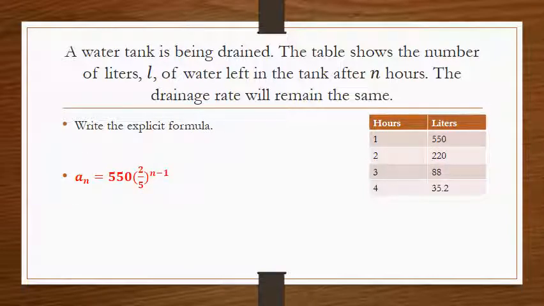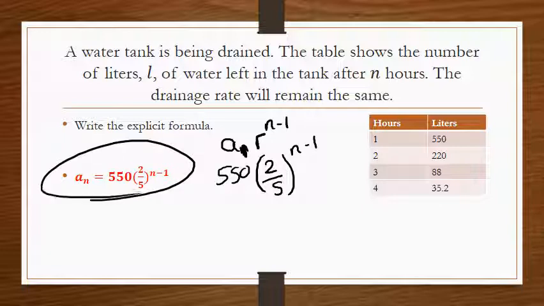So next you're going to write the explicit formula, and that's just like writing the exponential formula. And you do have these formulas in your notes if you need them. So the explicit formula is going to be the first term, which is a sub 1, times the common ratio raised to the n minus 1. So in this case, it's 550 times 2/5 raised to the n minus 1, which is what I have over here.